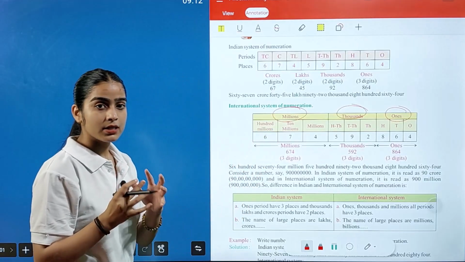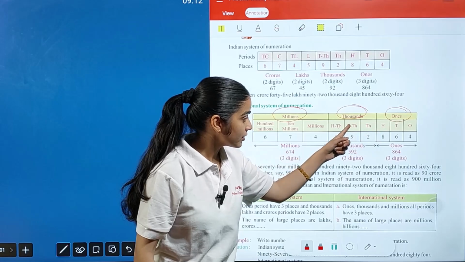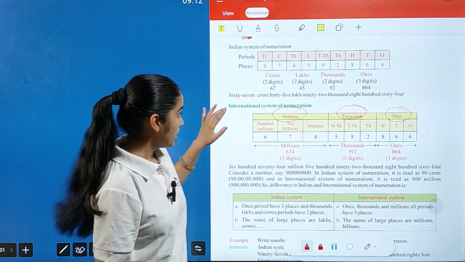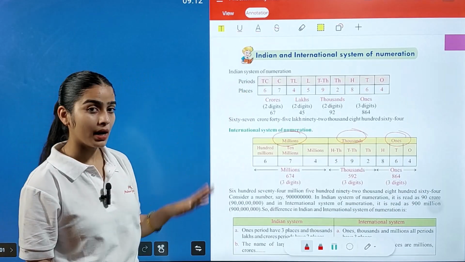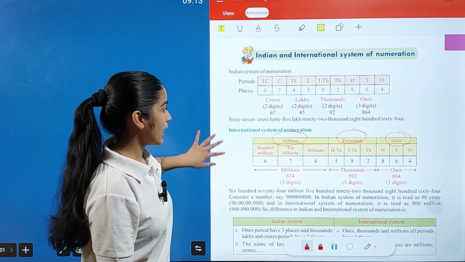The thing is, here we write 100. After 10, we have 100. After 10,000, we have 100,000. After 10 million, we have 100 million. But in the Indian system, we don't have the hundred concept. We have 10 lakh, then next to it crore, and then 10 crore.